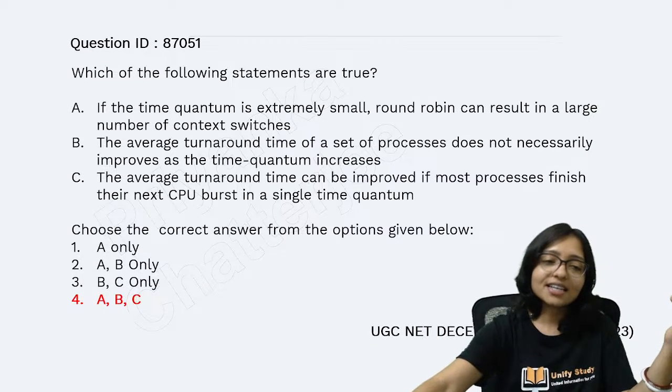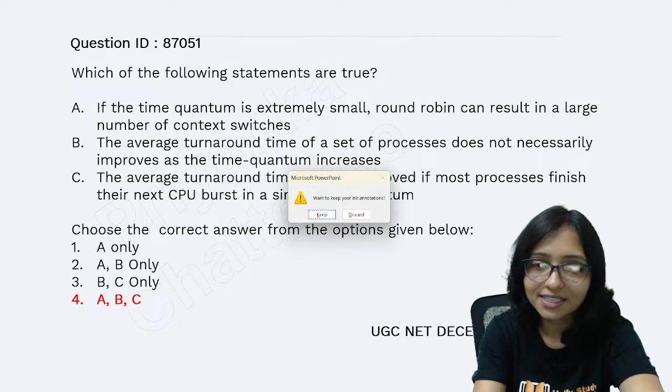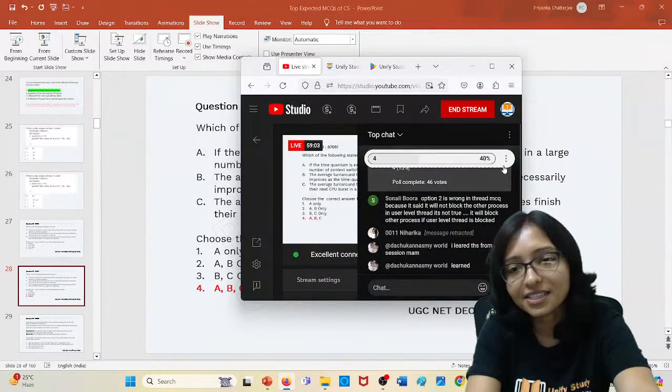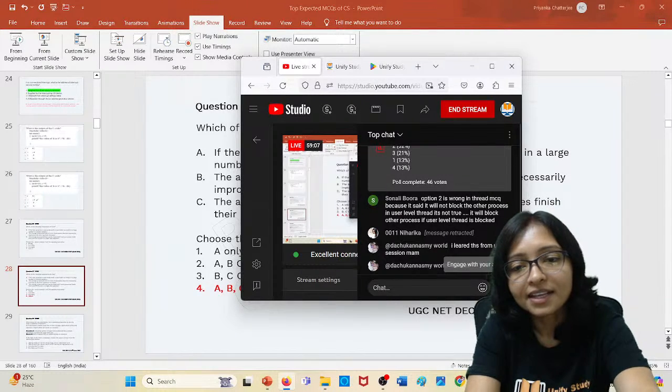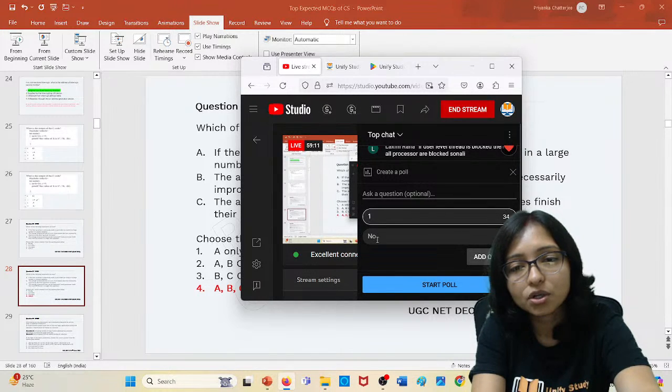Here your answer is option 4, and only 41% of students are correct. Only 41% of students got this question correct. So see what you are doing here. I end the poll. I am starting the poll for the new question, next question also, and I will explain this question.